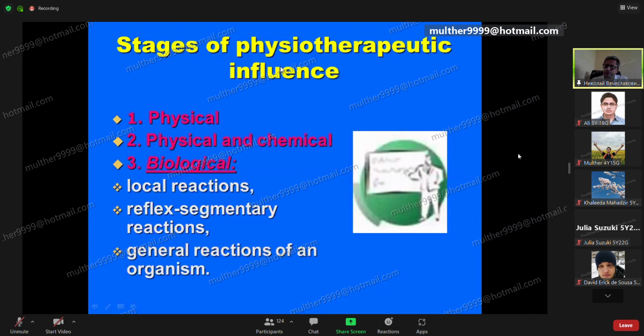Now let's illustrate the main stages of the physiotherapeutic process or influence on our organism. Three groups of reactions we can reveal and describe in this process. The first reaction is physical changes, second is physical and chemical, and third is biological. Biological changes we can divide into local reactions, reflex segmentary reactions, and the general reactions of a whole organism.